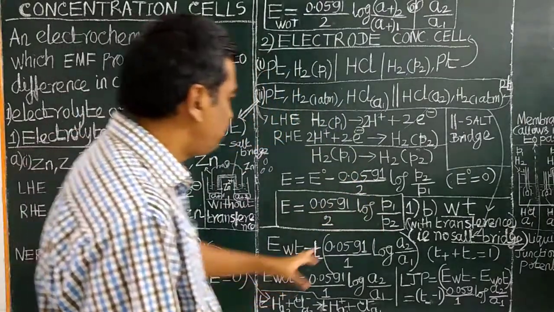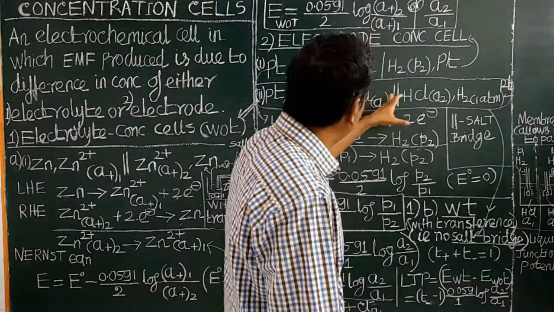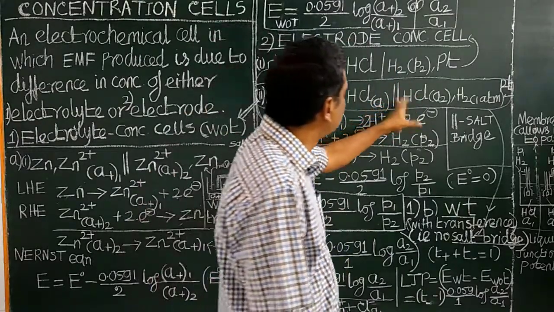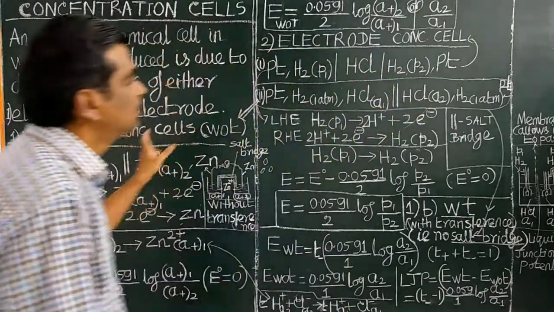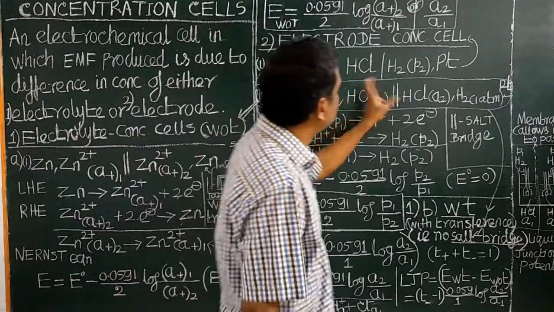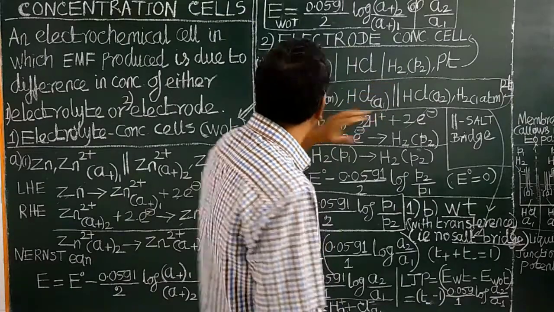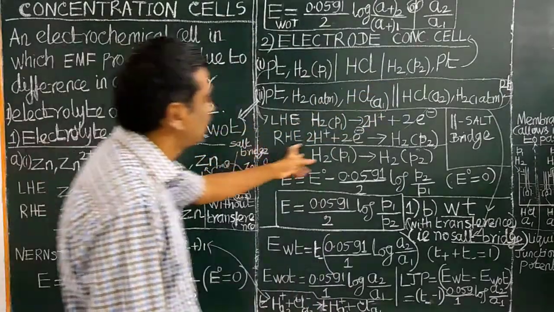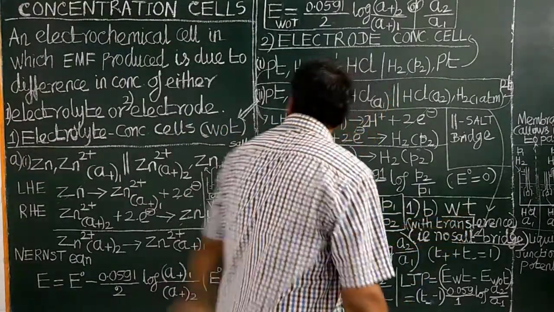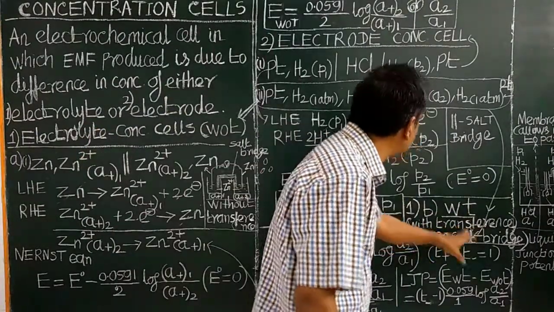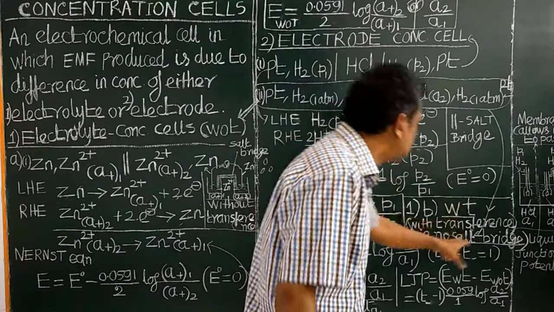Okay, and next, see this. You have a salt bridge here. There is no transport of ions. You have a salt bridge, there is no transport of ions. Here, I am talking about this without transference. There is another type: the electrolyte concentration cell with transference, where there is no salt bridge.